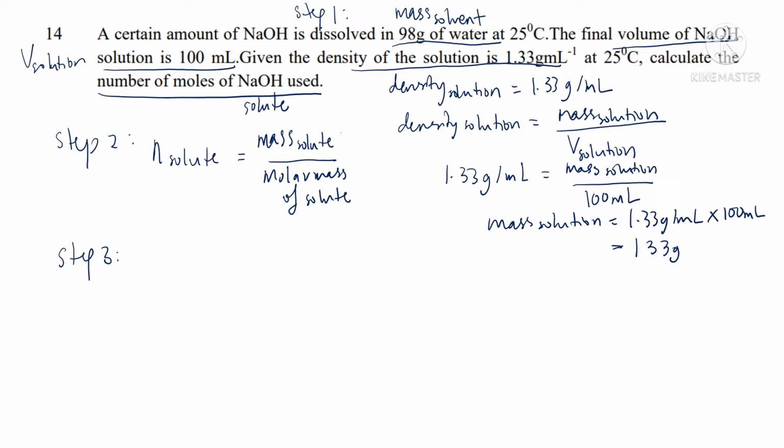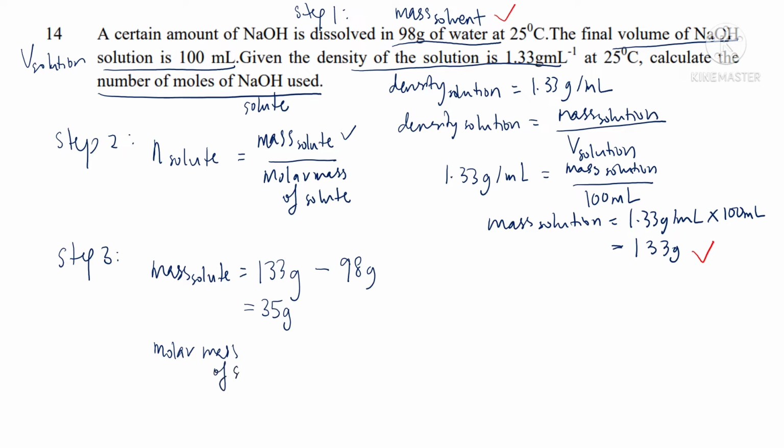So based on the formula, we want mass of solute. So how do we find the mass of solute? To find mass of solute, we can use the mass of solution minus the mass of solvent. So that is 133 gram minus 98 gram to give us 35 gram as the mass of solute. And for the molar mass of solute, we can look at the relative atomic mass for sodium, oxygen, and hydrogen. And that is 23 plus 16 plus 1 gram per mole. So that should give us 40 gram per mole.